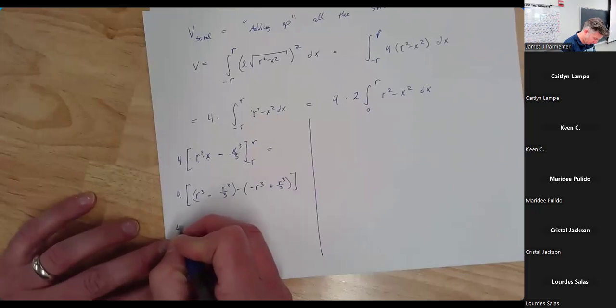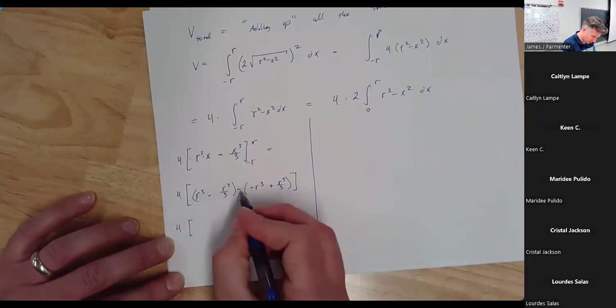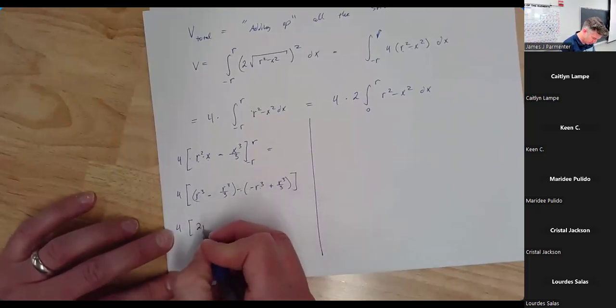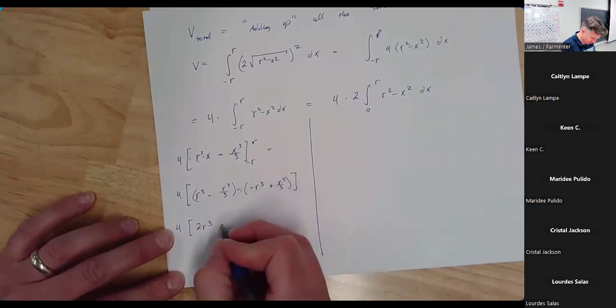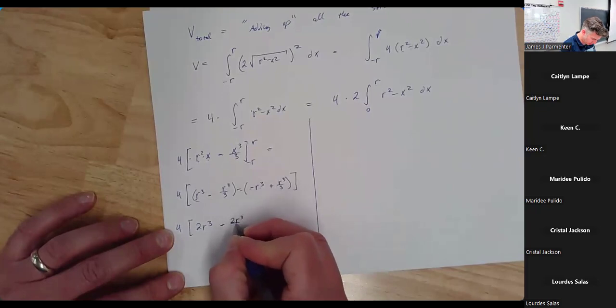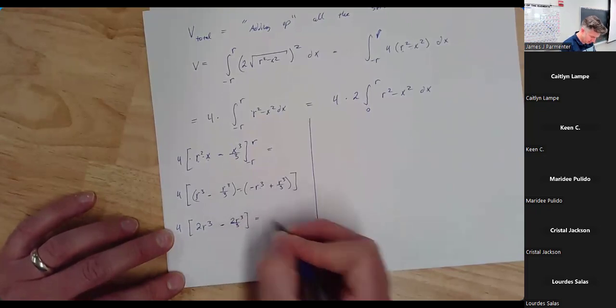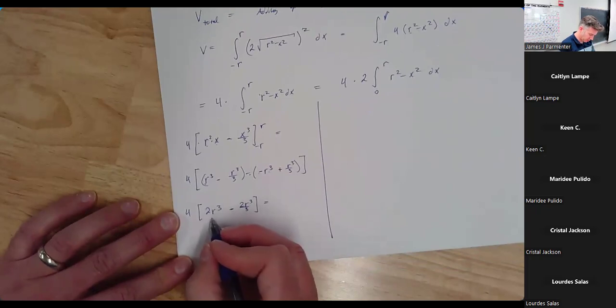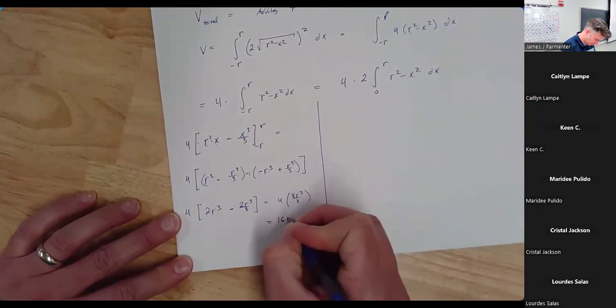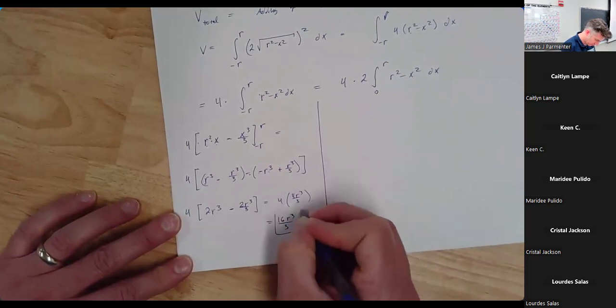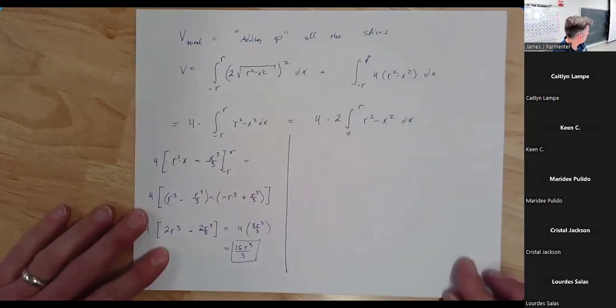Simplifying this, we have 4 times r cubed plus r cubed is 2r cubed, and minus r cubed over 3 minus another r cubed over 3 is minus 2r cubed over 3. Which then ends up being 6r cubed over 3 minus 2r cubed over 3, so we get 4 times 4r cubed over 3, which is 16r cubed over 3. Oops, sorry, I'm way off there. Apologies.